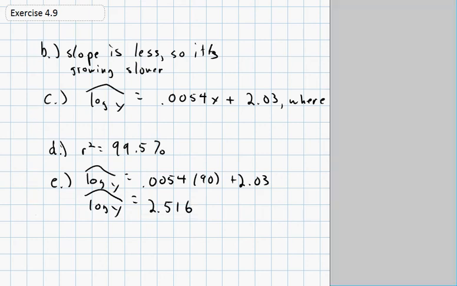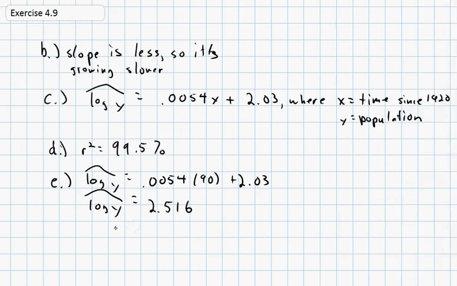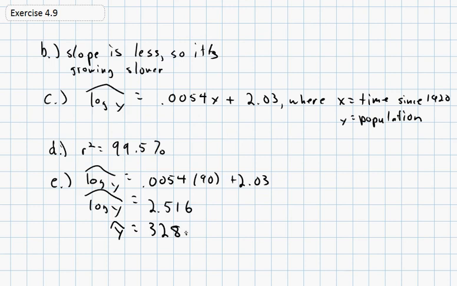So then to undo a log, remember we raise it above the base of 10. So 10 to that answer, 10 to the 2.516 gives us 328.1 million people.